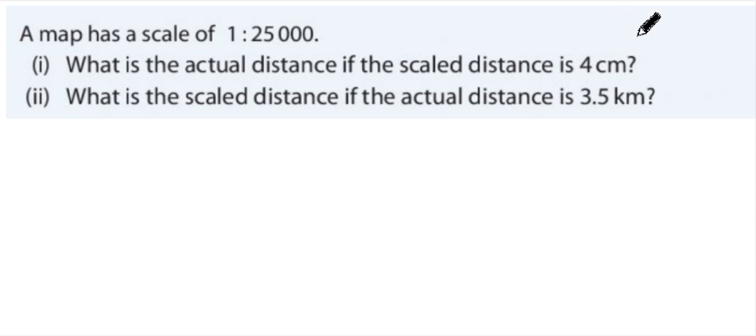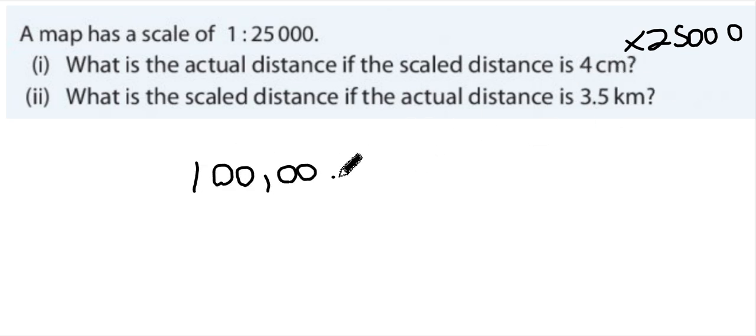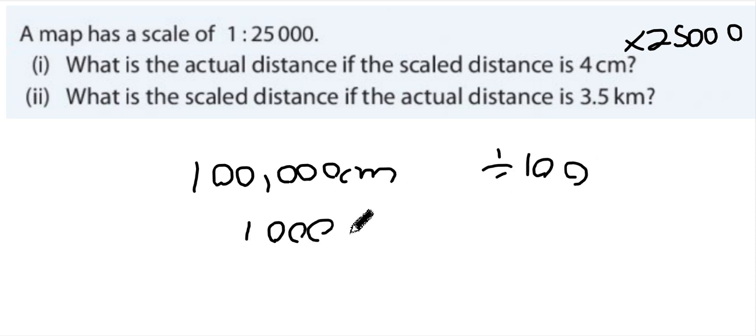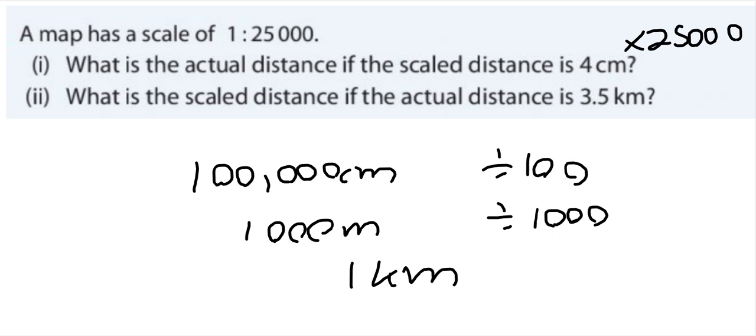Quiet, please, guys. Most guys multiplied by 25,000, didn't you? And you got 100,000 centimeters. Okay, 100,000 centimeters, you divide it by 100, and you get 1,000 meters. Divide that by 1,000. 1 kilometer. Okay, next thing.